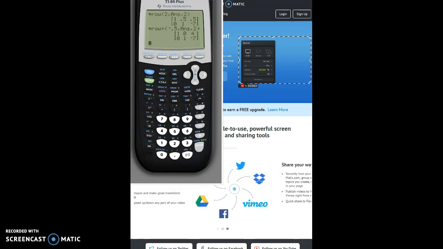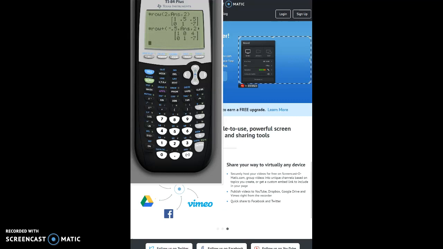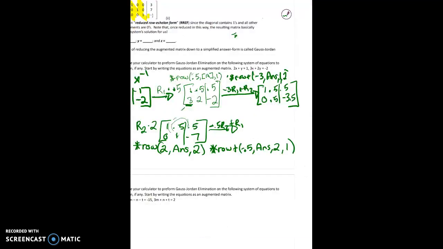So let's go ahead and write that down on our paper. We have 1, 0, 4, 0, 1, -7. So this gives us 1, 0, 4, 0, 1, -7. So our answers are x equals 4 and y equals -7. Or you can write it as 4, -7.